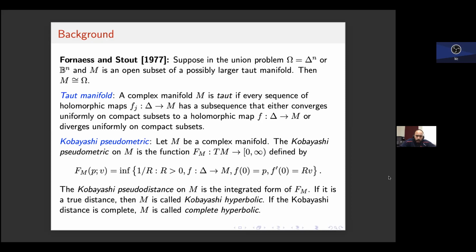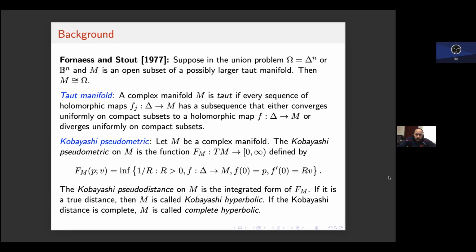Right? Okay, so since they're mixed audiences, it would be good to recall a few elementary definitions which we are going to use throughout the talk. So by a taut manifold, I mean a complex manifold such that any family of holomorphic maps from the unit disk to M is normal. That is, you take any sequence of holomorphic maps from the unit disk to M, then it has a subsequence which either converges uniformly on compact subsets of delta, or diverges uniformly on compacts.